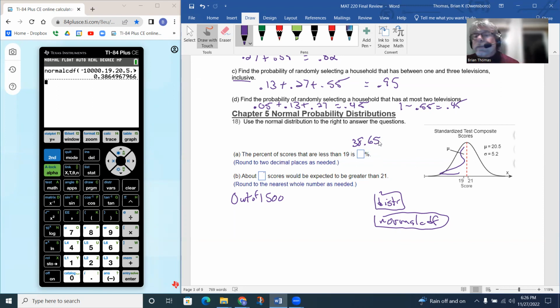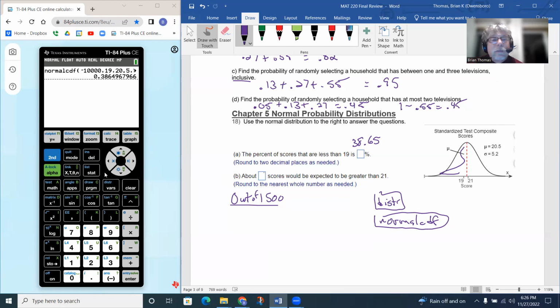So from there, our next question says, again, I've left this off, but out of 1,500 scores, about how many of those scores would be expected to be greater than 21? So they actually want to determine the number of scores. So first we need to find out what percent of the scores are greater than 21.